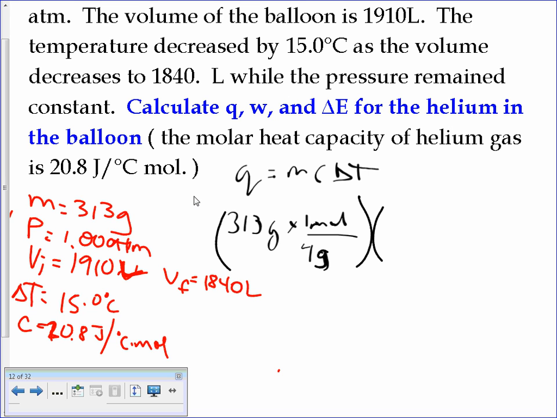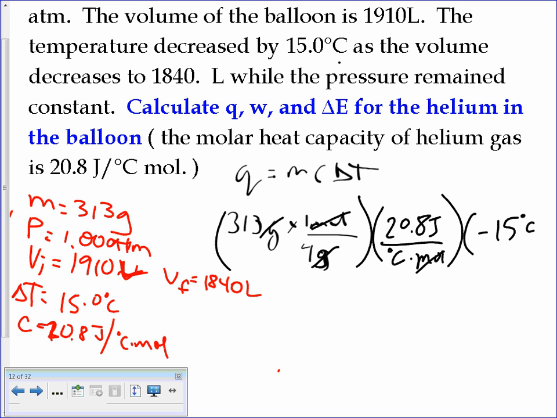C, 20.8 joules per degree C times moles. Okay, so moles and moles will cancel. Grams and grams will cancel. Delta T. It's negative 15. Okay. So the temperature change went down by 15, so yeah, it is negative. So, what is it? Yeah, decreased by 15 degrees C. So then delta degree C cancels, so you're left in joules.